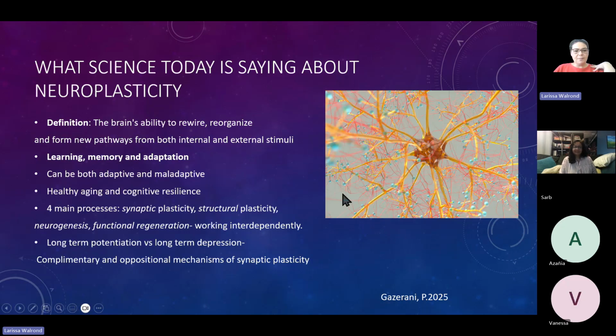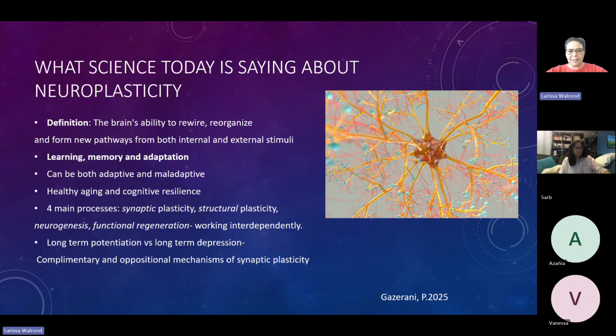Okay, so again, the definition of neuroplasticity is the brain's ability to rewire, reorganize, and form new pathways from both internal and external stimuli. So internal stimuli being, I interpret that as being your thoughts, external stimuli, like the EMDR, the buzzers, things like that. But also I think of it in terms of movement. I think of that, how you interact with your environment.